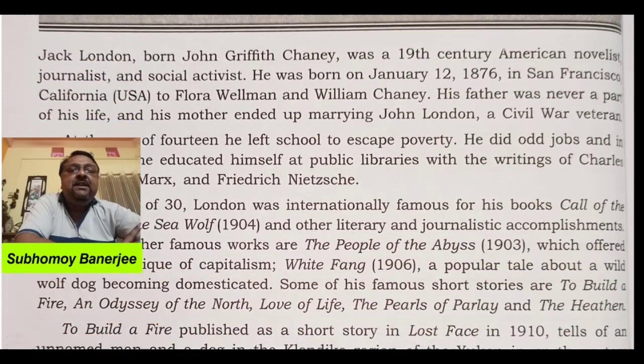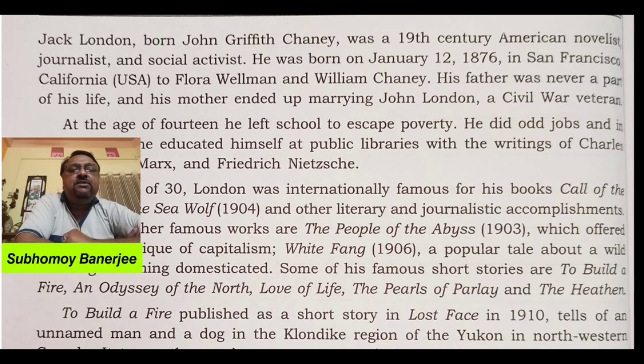1876-1916. Jack London was born John Griffith Chaney. He was a 19th century American novelist, journalist, and social activist. He was born on 12th January 1876 in San Francisco, which is in California, USA. So all that is given. You can just read from the workbook. I have just taken the page from the workbook. It is there with you, so you can just have a look.